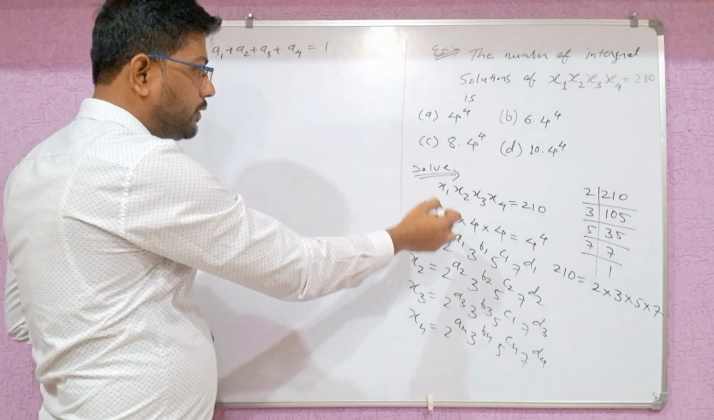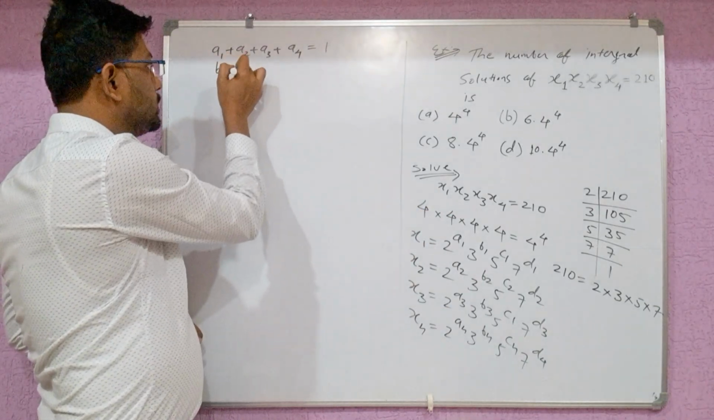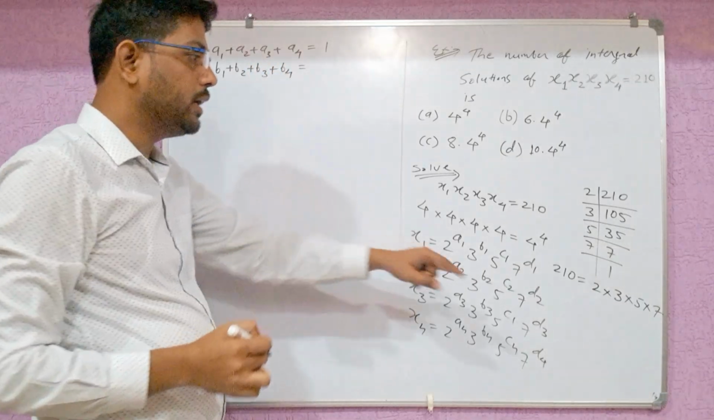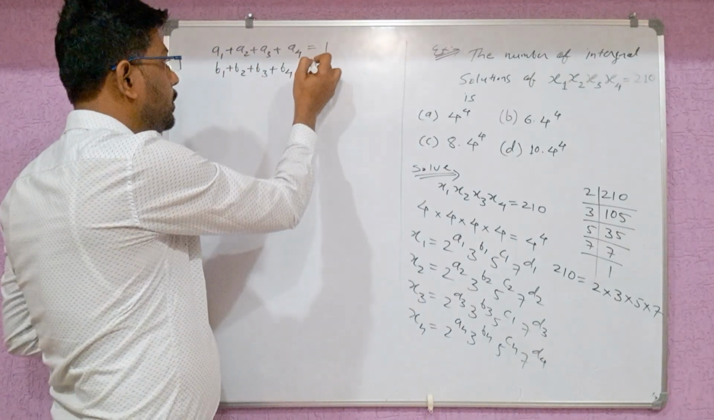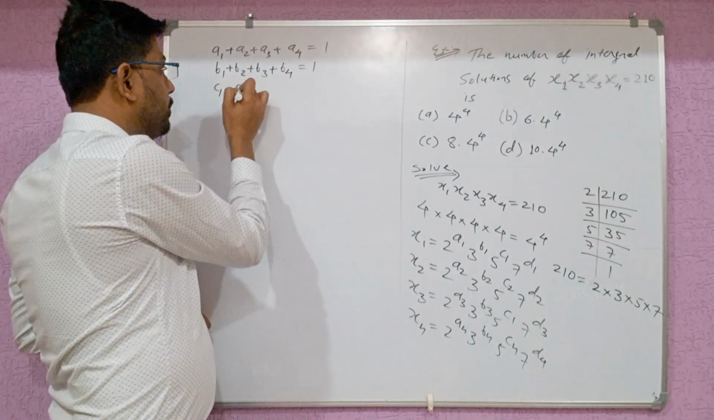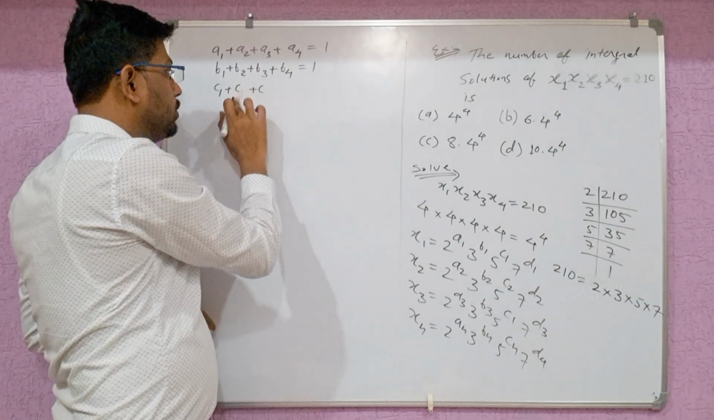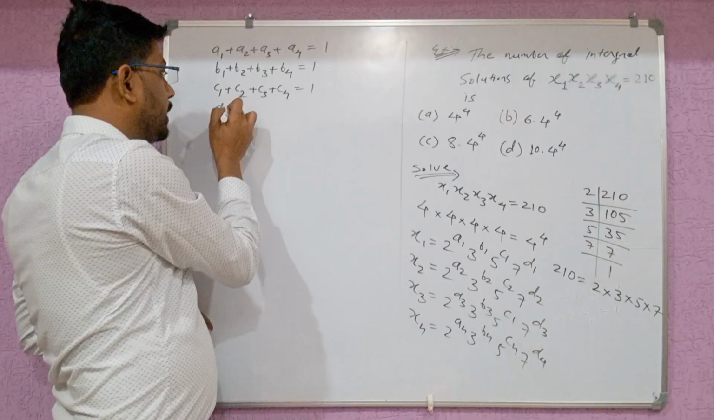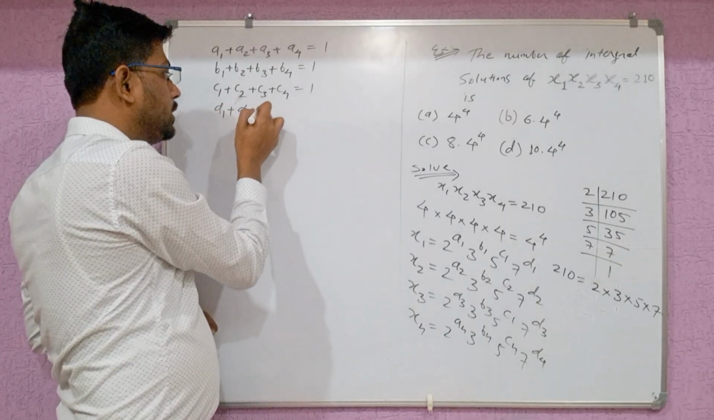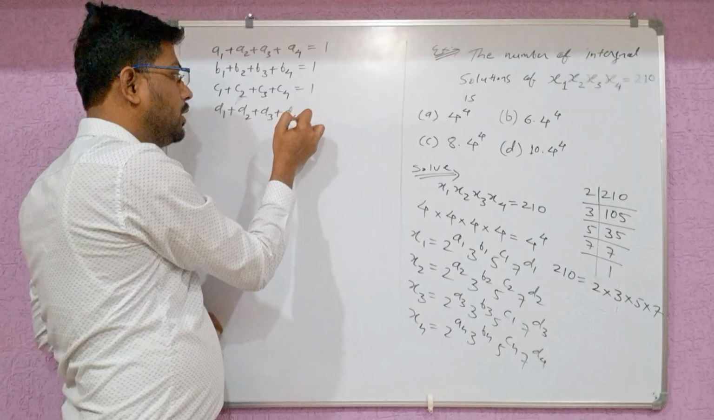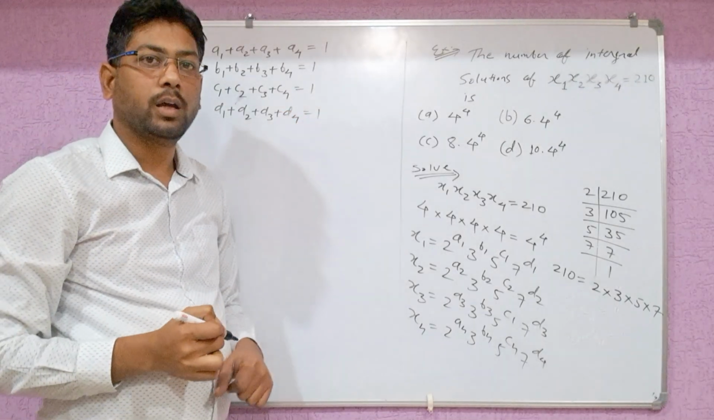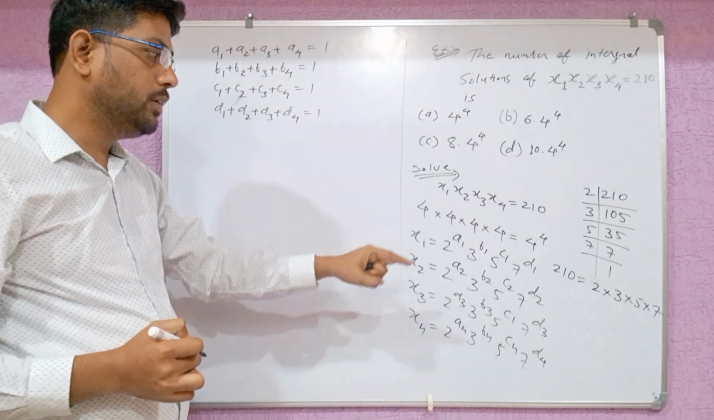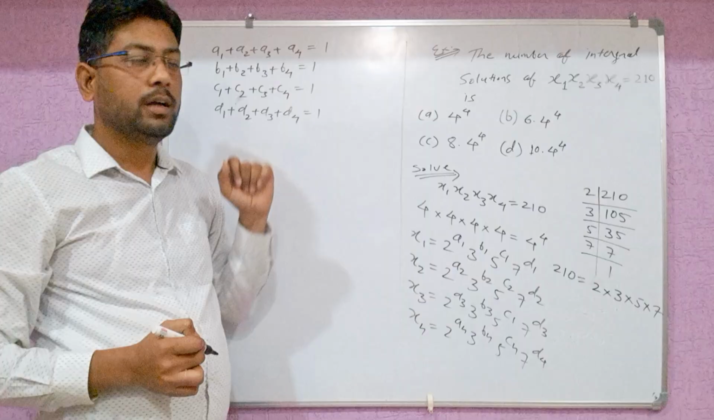Now if I compare the power of 3, that will be b1 + b2 + b3 + b4 = 1, since in the right hand side the power of 3 is 1. In the same way, comparing the power of 5, c1 + c2 + c3 + c4 will be equal to 1. And by comparing the power of 7, d1 + d2 + d3 + d4 will be equal to 1. So these four equations I got by comparing the powers of 2, 3, 5 and 7 respectively in the left hand side and right hand side.